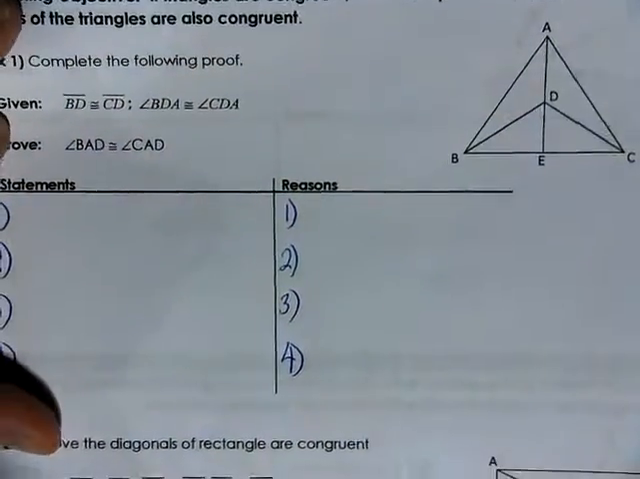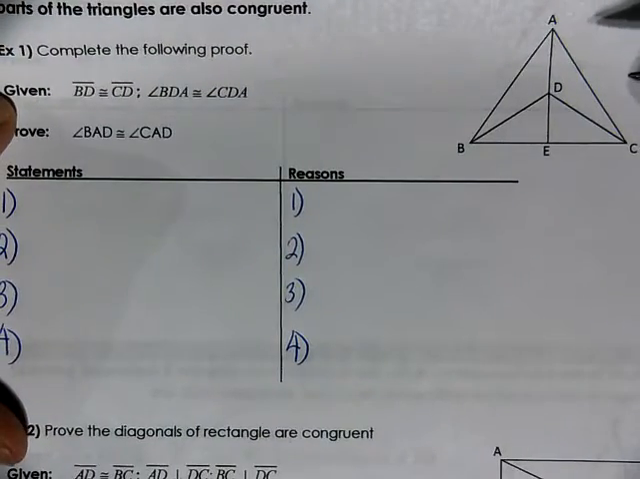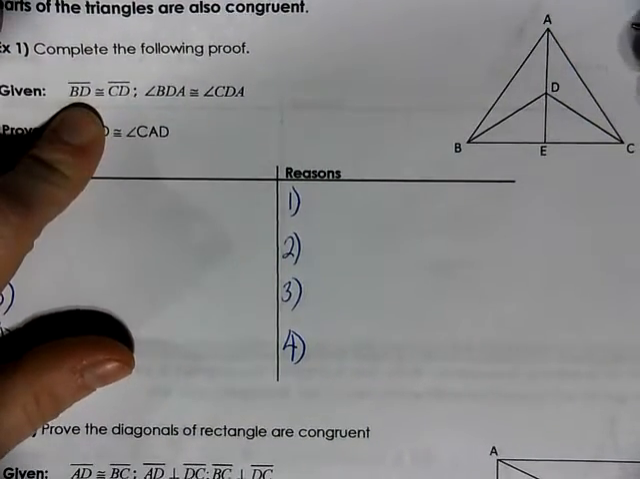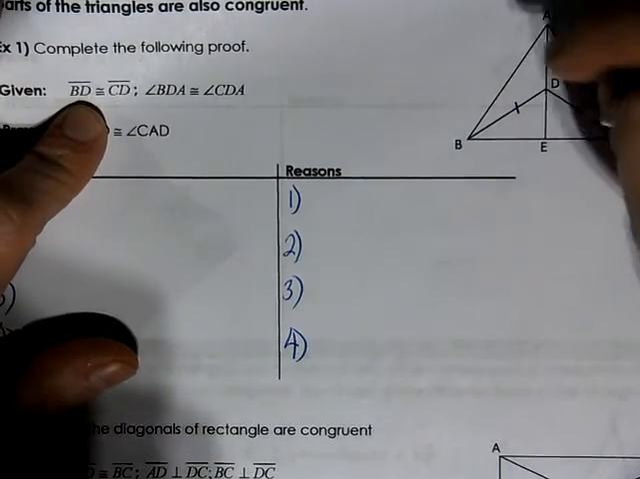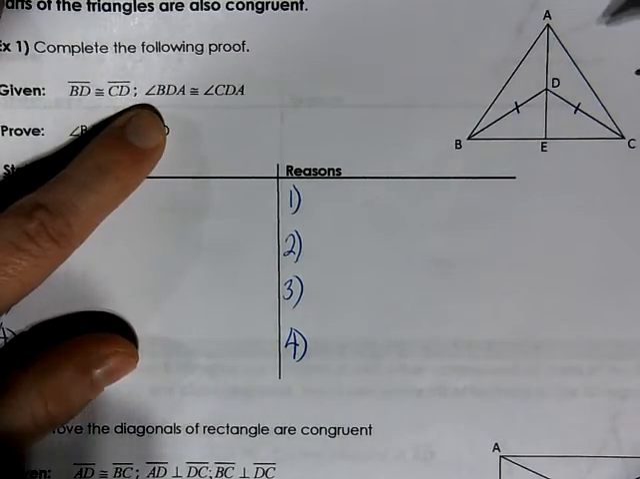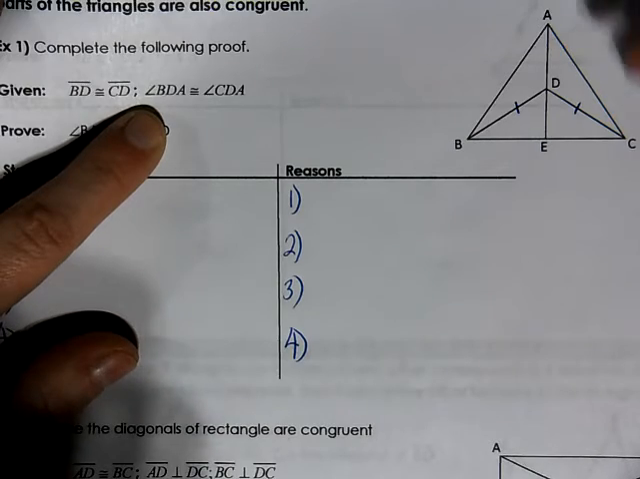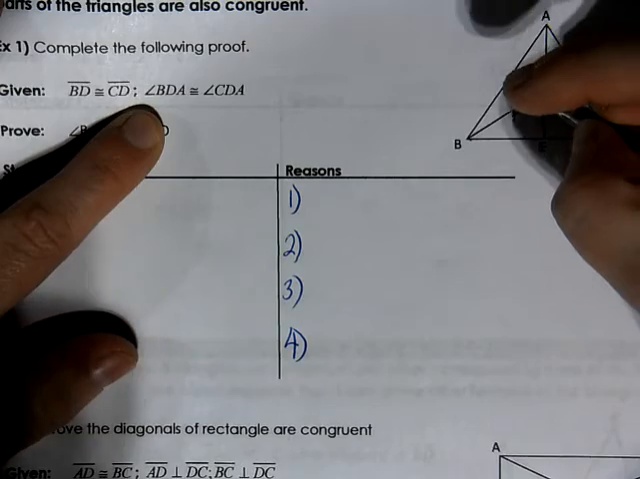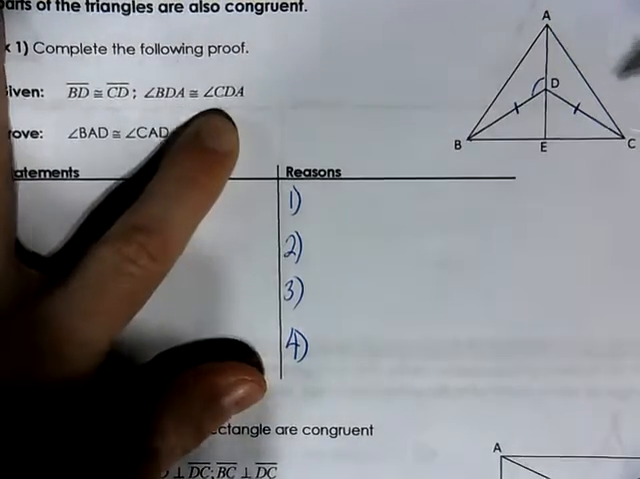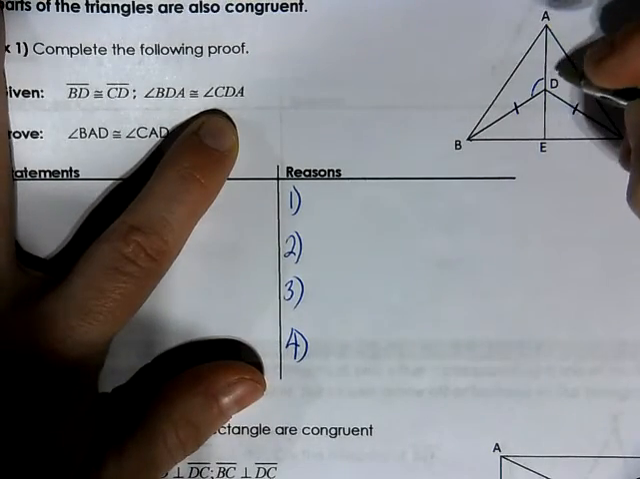So now, let's go ahead and look at the information that's given to us. We are told that segment BD is congruent to segment CD. We're told that angle BDA, so here's BDA, this angle, is congruent to angle CDA.